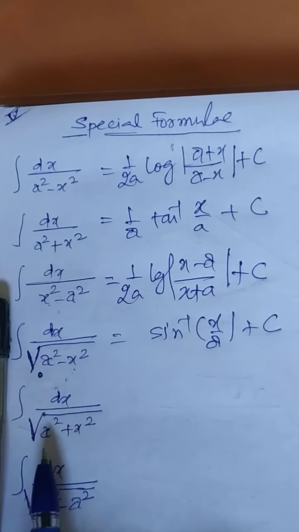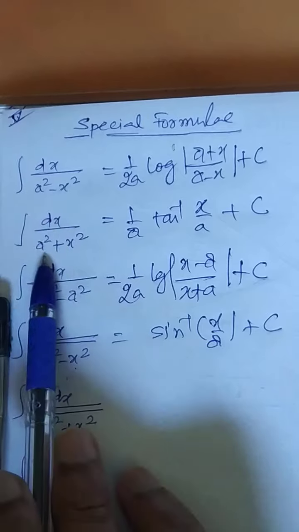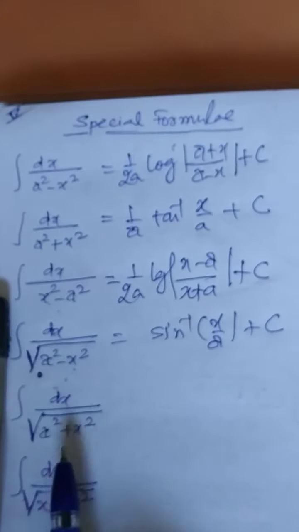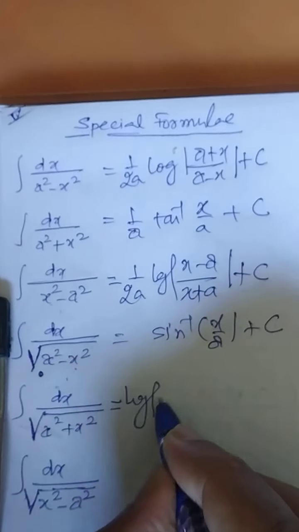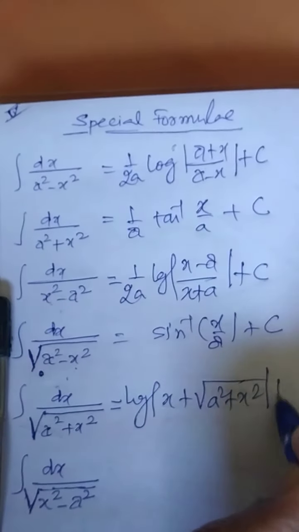Over here, this is x square plus a square, with the same thing. What we have replaced here? A tan theta. Here also you replace a tan theta. You will get your answer is log of x plus root under a square plus x square.